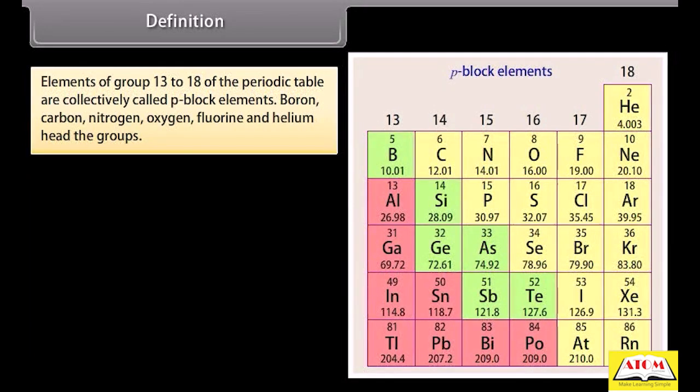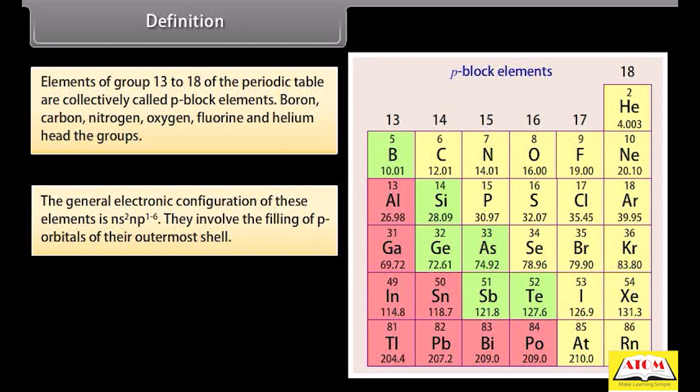Definition. Elements of group 13 to 18 of the periodic table are collectively called P block elements. Boron, carbon, nitrogen, oxygen, fluorine and helium head the groups. The general electronic configuration of these elements is ns2, np1 to 6. They involve the filling of p orbitals of their outermost shell.